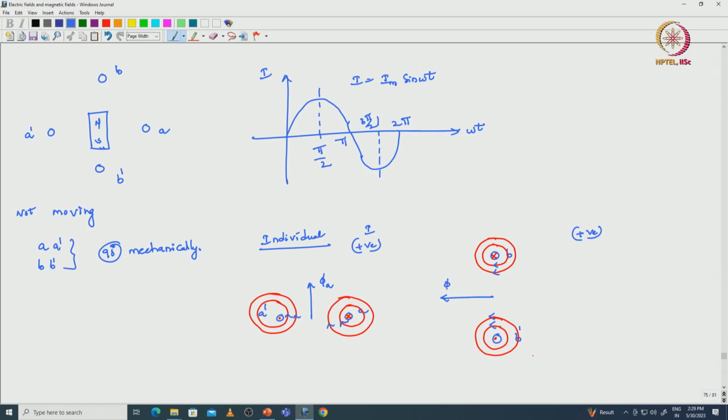So, the reference flux vector with respect to the B B dash coil is in this direction. We will see the resultant flux direction with respect to both coils at different instants from 0 to 2 pi. How the flux vector varies, we will see.